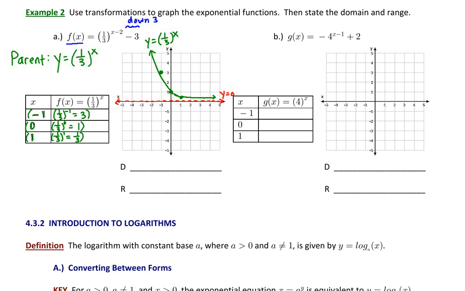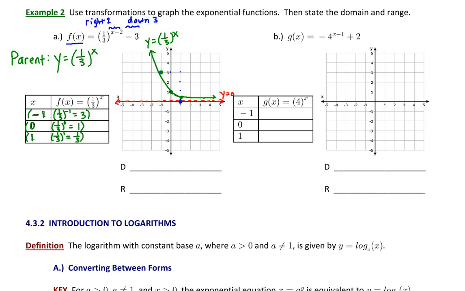In the argument of the function, which now lives up in the exponent position, notice we're subtracting a constant. That's going to be a horizontal transformation to the right. So we're going to move that parent function to the right by 2. So I'm going to take those original 3 green points and move them each right 2 and down 3. I'm going to start with my leftmost point here. I'm going to move it right 2 and down 3 and make a new point.